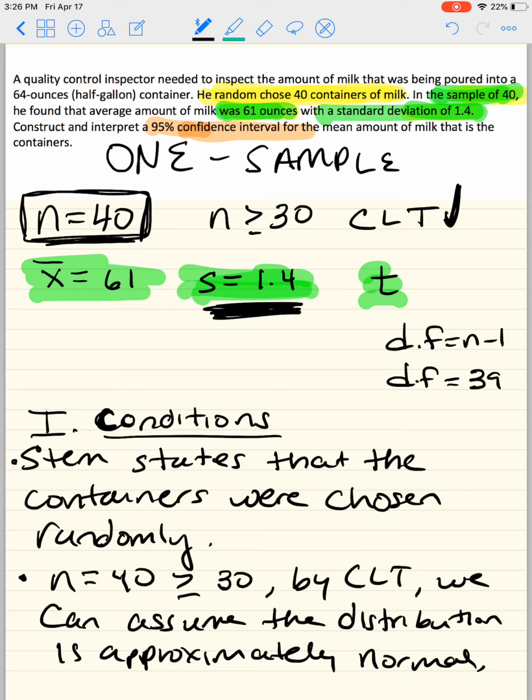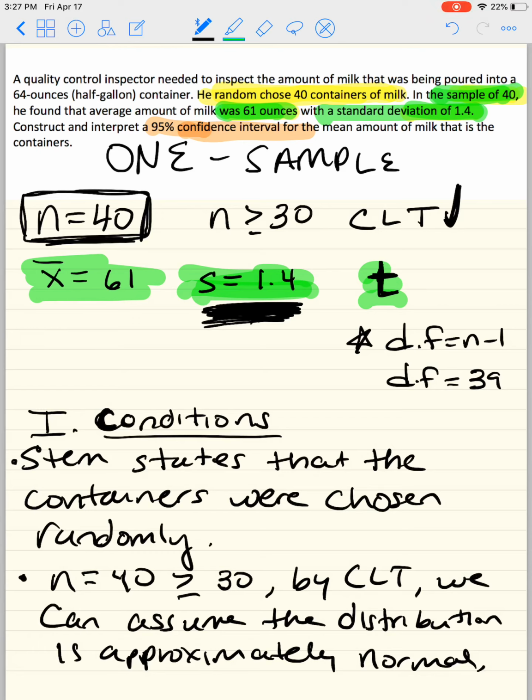It didn't say it is known that the standard deviation is 1.4. It says from the sample, it's 1.4. That requires us to use a T. It doesn't matter how large n is. If you have S, you must use a T. The degrees of freedom for a T is n minus 1, so its degrees of freedom is 39 in this case since n is 40.